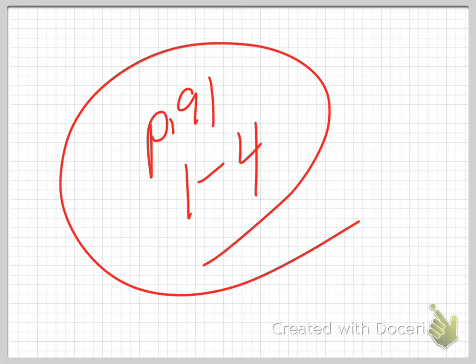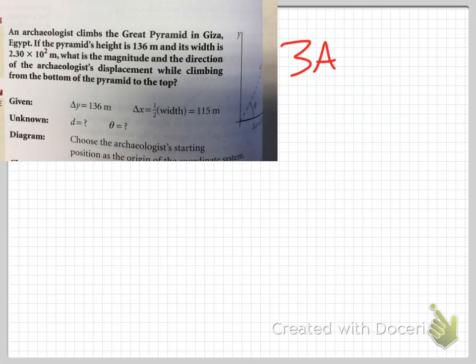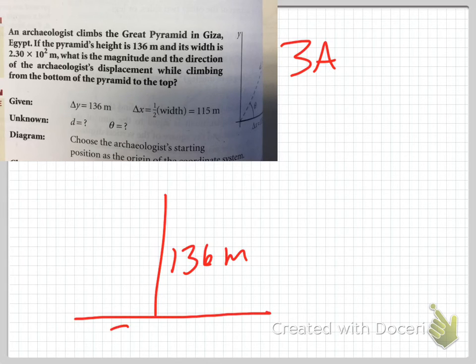Do you want to do the 3A sample problem together? We can. Okay, we'll do that. This is 3A sample. The pyramid is 136 meters high. It is 2.30 times 10 to the second meters wide. If they climb from here to here, what is their displacement?